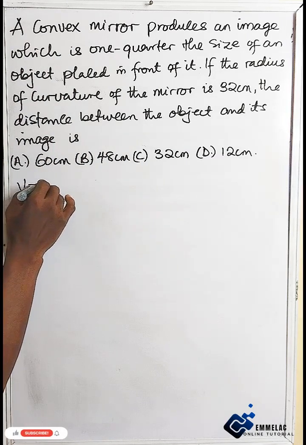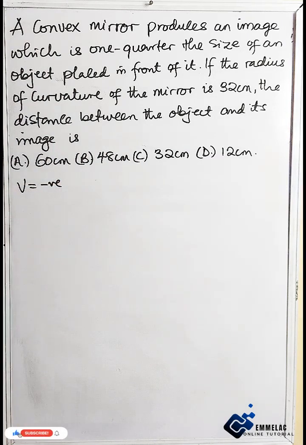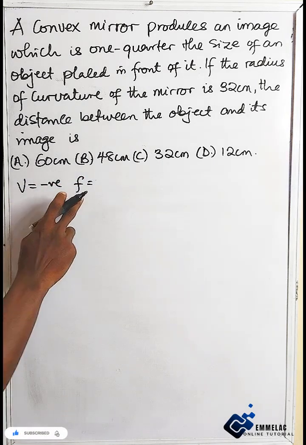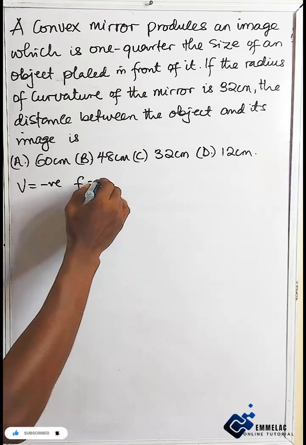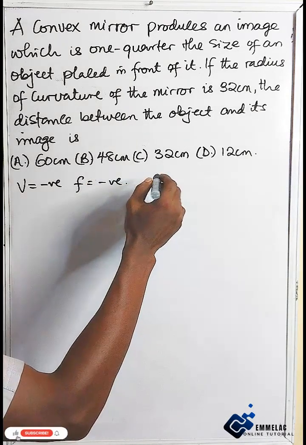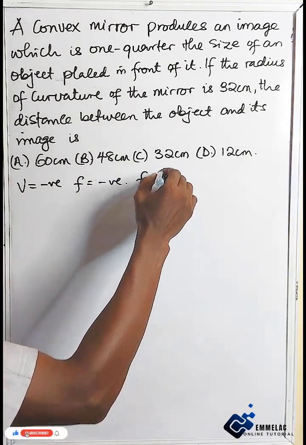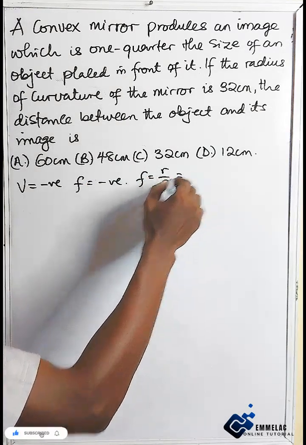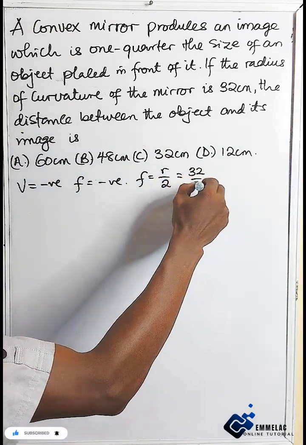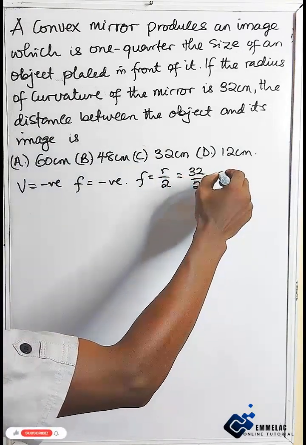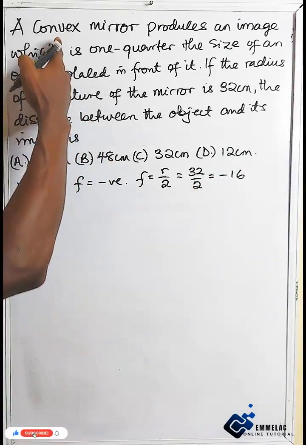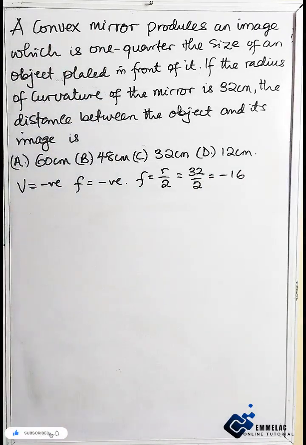is always virtual, which means it is negative. And the focal length f also is negative. Now let us record that f equals the radius of curvature over 2. We are told that the radius of curvature is 32, over 2, which implies this will be negative 16, because for a convex mirror f is negative.